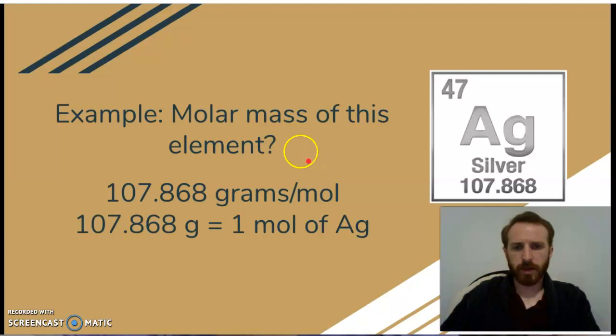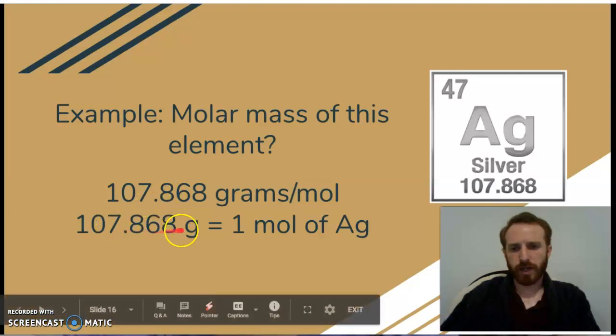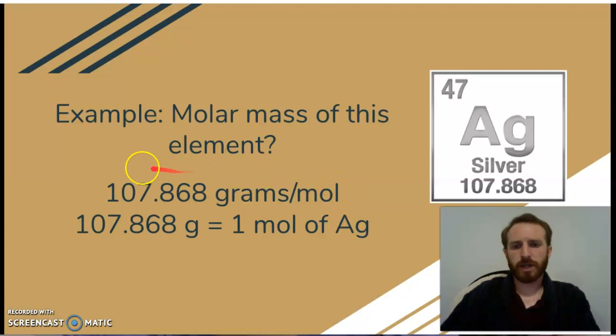The molar mass of this element is 107.868 AMU on the periodic table, so 1 silver atom weighs that on average. And then if we look here, we have 107.868 grams per mole, or another way of writing this is 107.868 grams is equal to 1 mole of silver. This is just a way of writing it, and you're still showing this fraction, that 1 mole of silver is equal to 107.868 grams, okay?